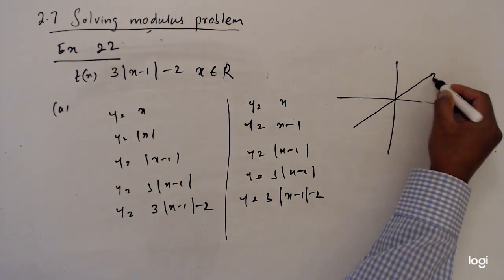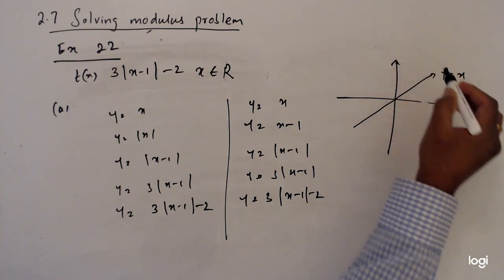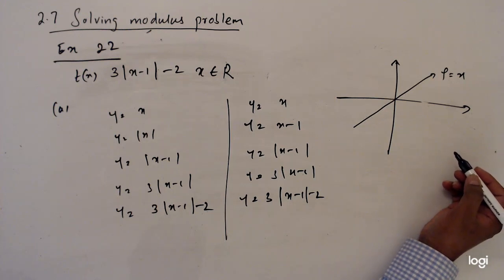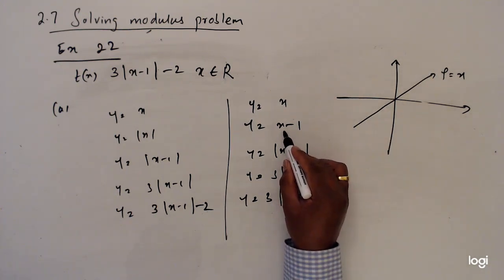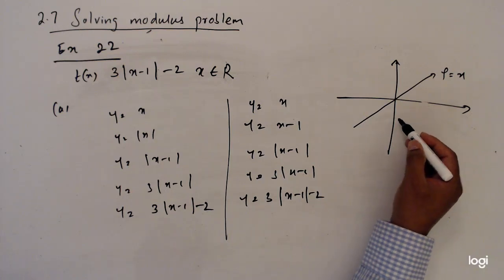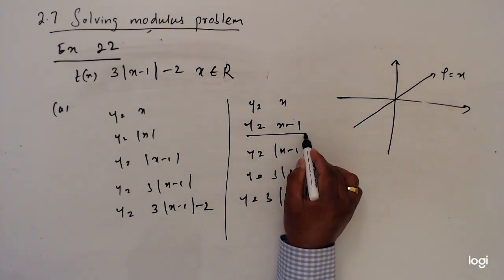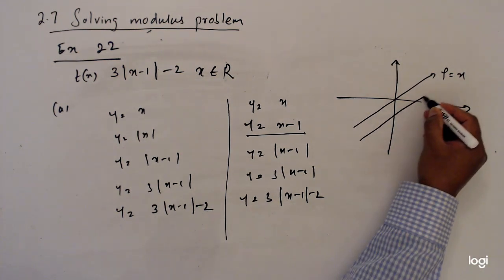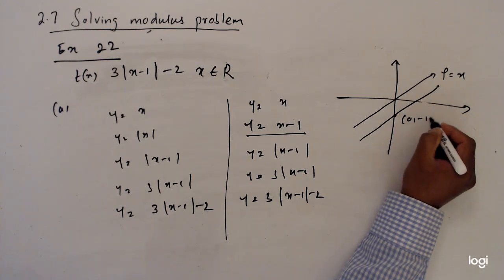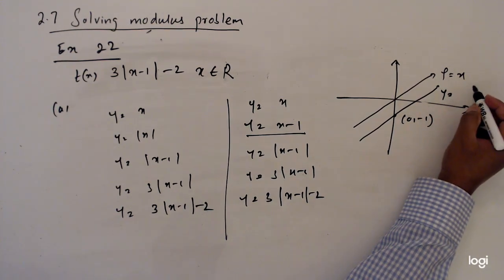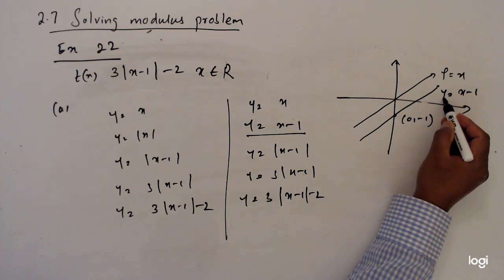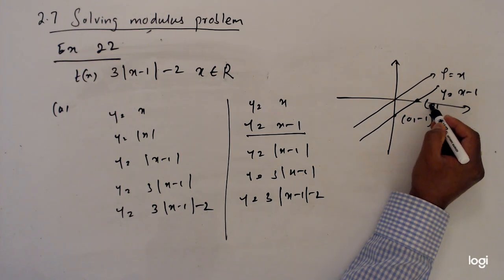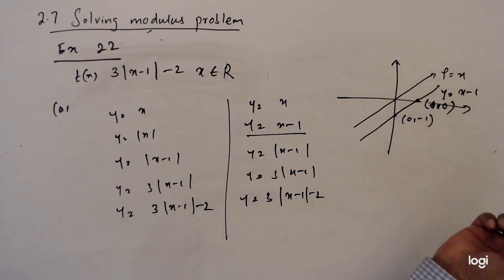This is y equal x. And y equal x minus 1. So this is a vertical translation. I'll bring to minus 1 down. So this is going to be 0, minus 1. Y equal x minus 1. So y equal 0, x equal 1. This root is going to be 0. So 1, 0, this one.